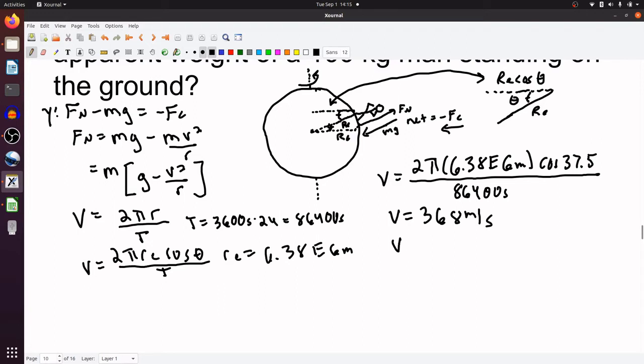And I believe the velocity... Actually, I know how to do this. 368 divided by cosine 37.5 is around 464. The velocity at the equator is around 464 meters a second. So the closer you get to the poles, the slower your rotational speed is, or rather your tangential velocity. It's for reasons like this that the closer to the equator, the faster your rotating speed.